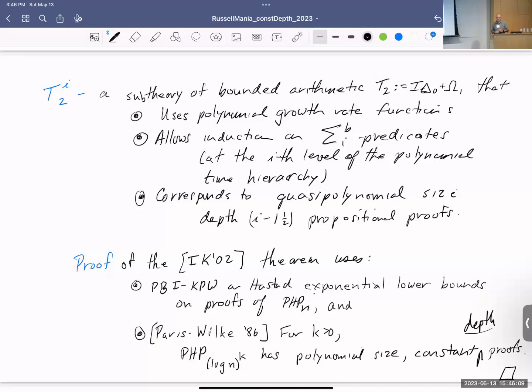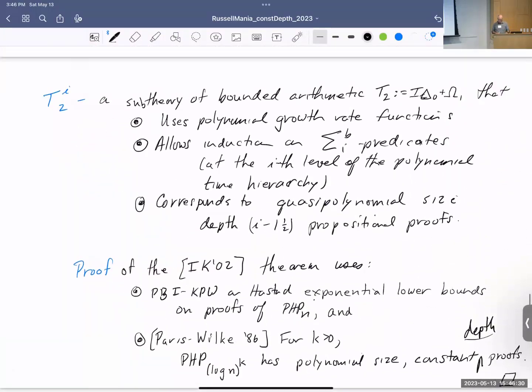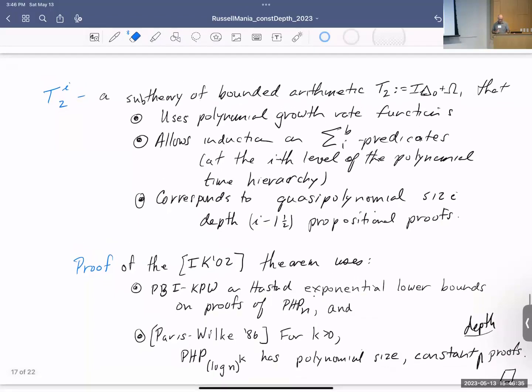And the natural way to go from translations in bounded arithmetic to constant depth is you get these low depth, small size, polylog bottom fan-ins that correspond to sharply bounded quantifiers. Okay. So good, I'm going to finish on time. So that was all I was going to say about bounded arithmetic and constant depth proofs.